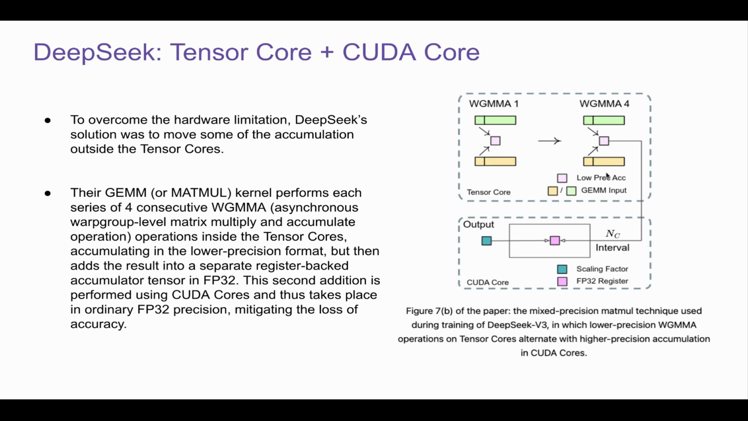And on the right, this is a graph of how they achieve this. Okay, this is how DeepSeek uses the FP8 mixed precision training pipeline and Tensor Core plus CUDA cores to overcome the limitations, so that they require fewer resources and are fast within their budget.